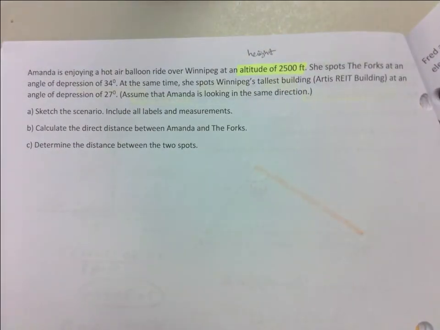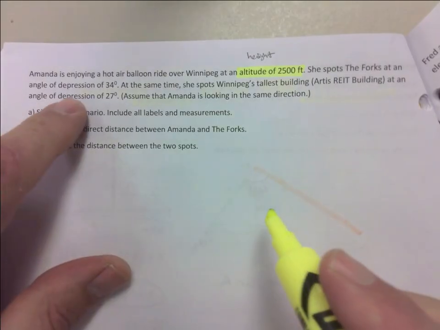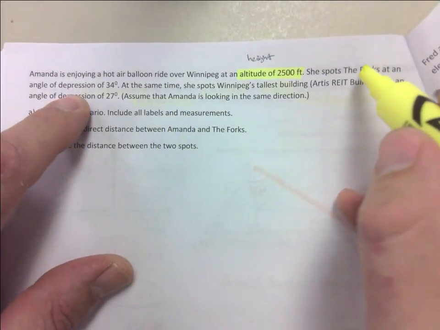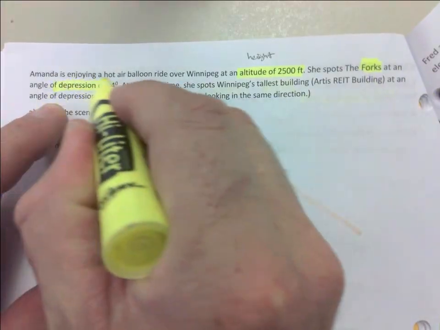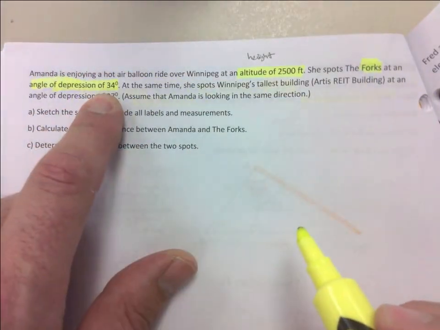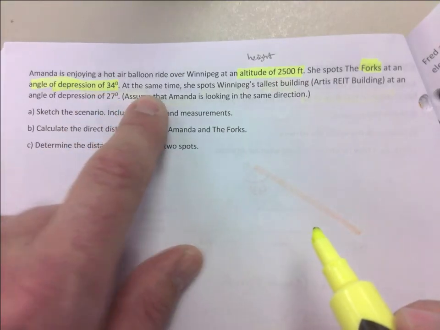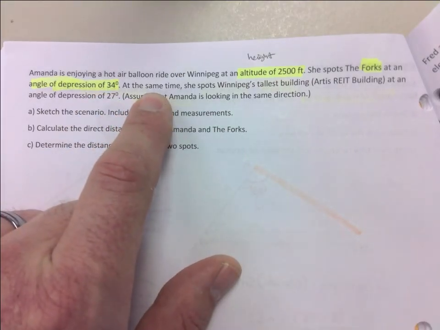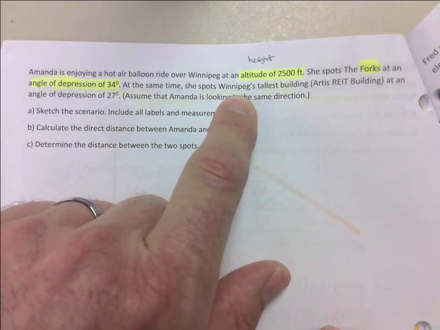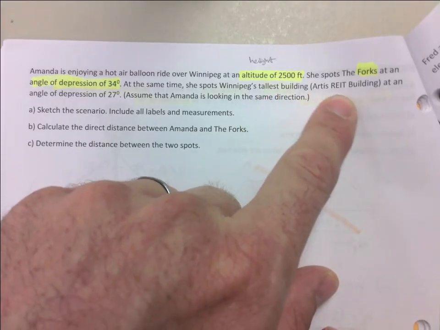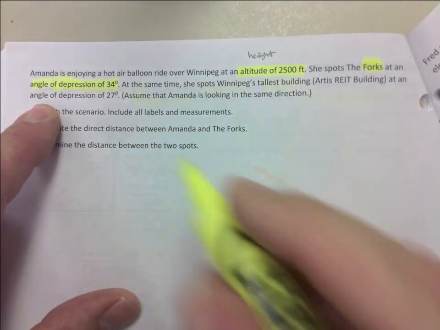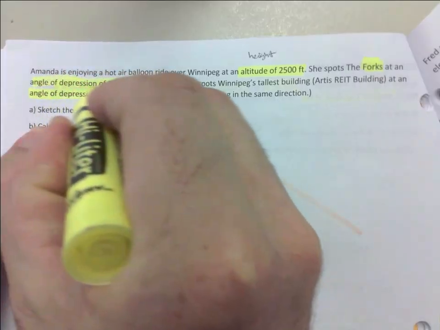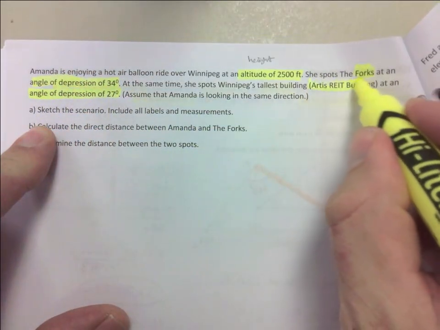She spots the forks at an angle of depression of 34 degrees. So forks is found at an angle of depression of 34 degrees. That's important. At the same time, from the same position up top, she spots Winnipeg's tallest building, the Artist Reed building, at an angle of depression of 27 degrees. So that would be the other building.